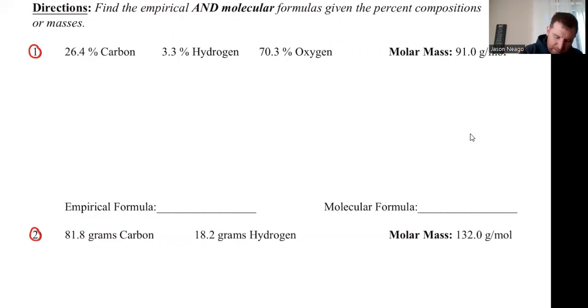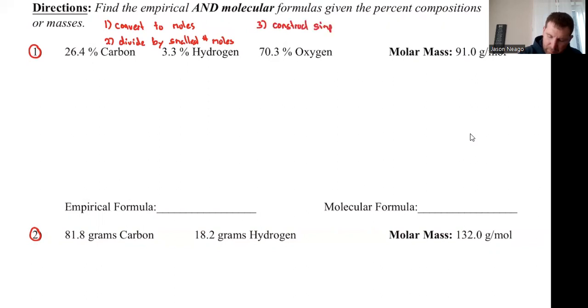In our steps, we have 3 steps. Number 1, just to review, is convert to moles. Step number 2, divide by the smallest number of moles. And step number 3 is to construct our simplest whole number ratios, or essentially create my empirical formula.